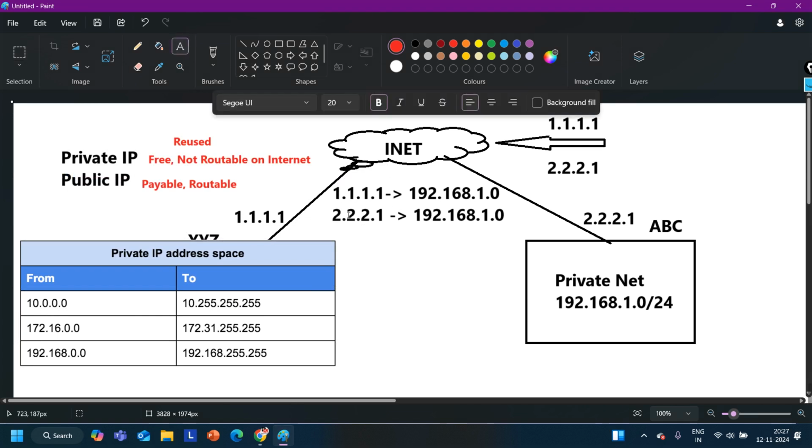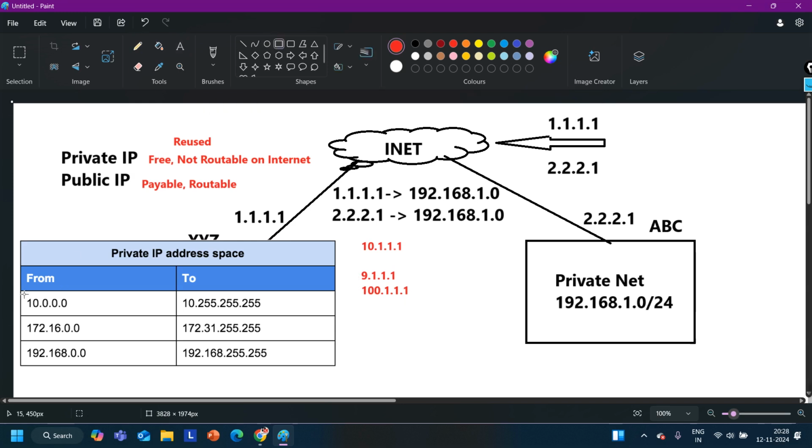So guys, if I am writing one IP, let's say 10.1.1.1, is it a private IP address or public IP address? Private, right? But 9.1.1.1 is a public IP address. 100.1.1.1 is a public IP address, right? So this range from class A is not routable on the internet, right? You cannot reach the internet with the help of an IP from this range.